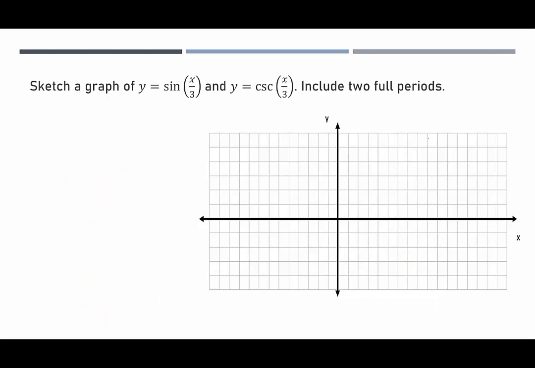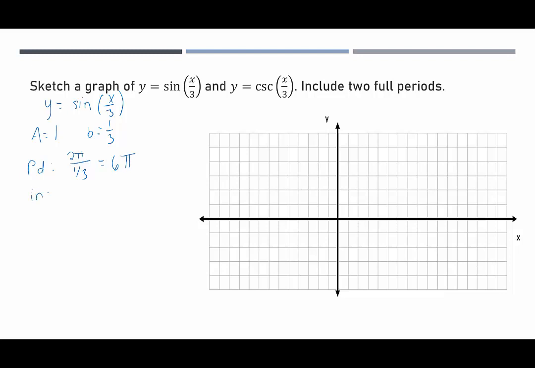Okay, in this example, we have sine of x over 3 and cosecant of x over 3. For sine, let's look at the information that we know. It looks like our amplitude is 1, and our b value is 1/3, so we're going to use that to determine the period. The period is found by taking 2 pi and dividing it by 1/3. 2 pi divided by 1/3, that's equivalent to multiplying by 3. So our period in this case is 6 pi.